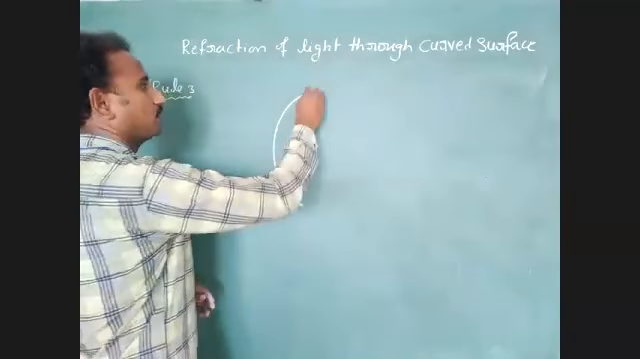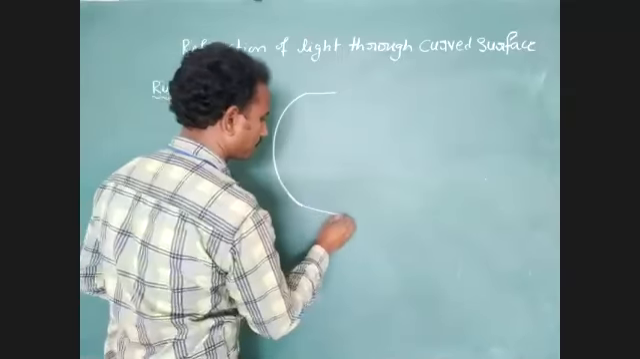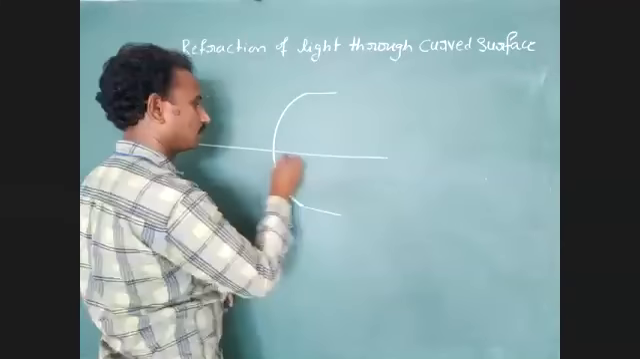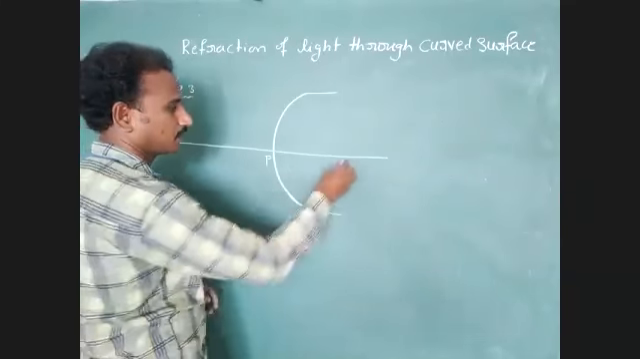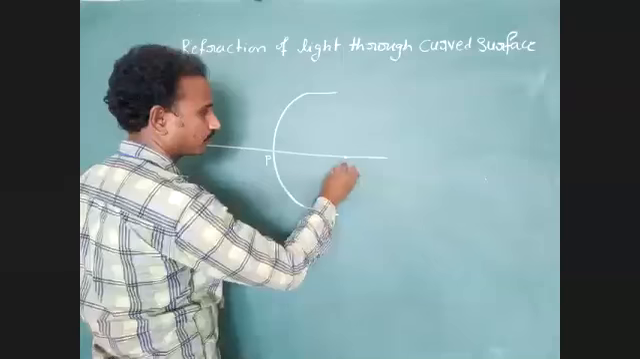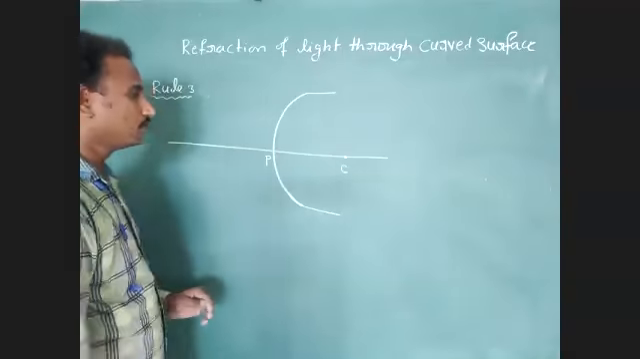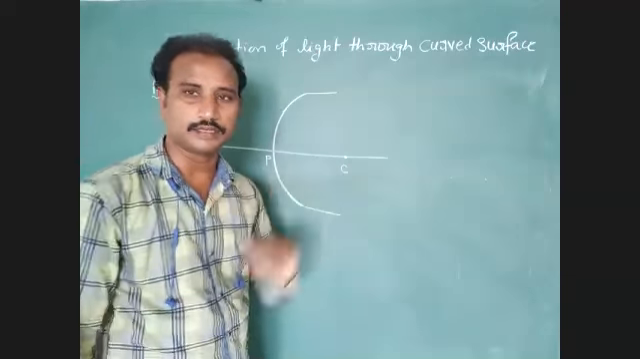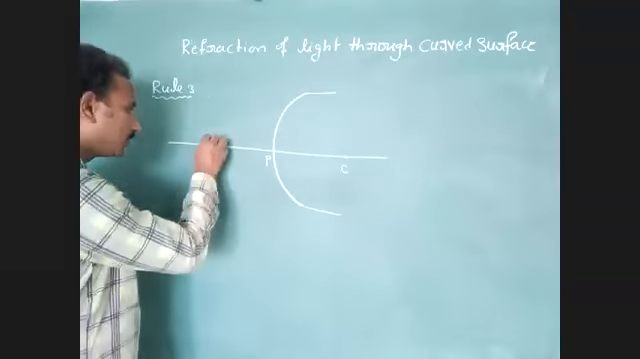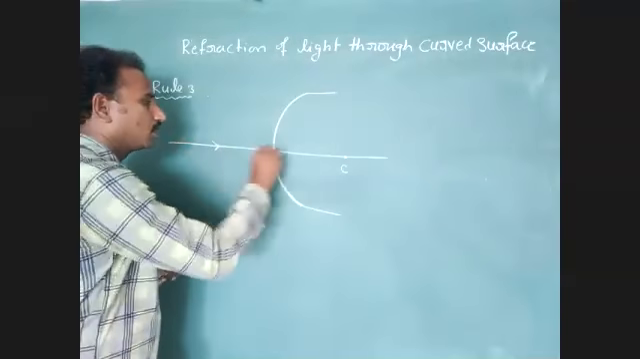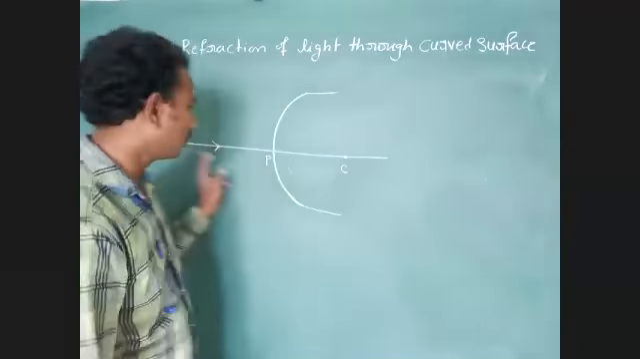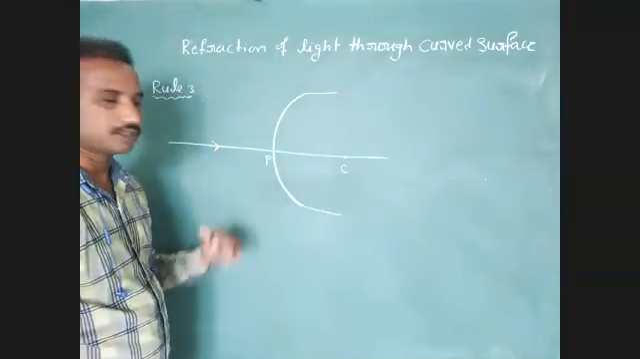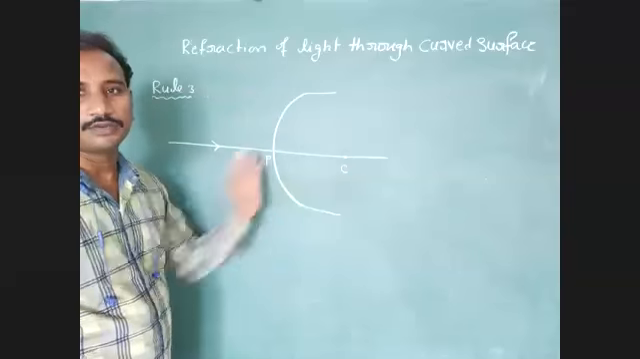For a convex curved surface, we have to represent the principal axis. Here, the pole of the curved surface is P. The center of curvature for this curved surface is C. Now we consider the direction of the incident ray from rarer optical medium to denser optical medium. But that incident ray follows the actual path along the principal axis direction. What is the direction of the incident ray? Along the principal axis direction.